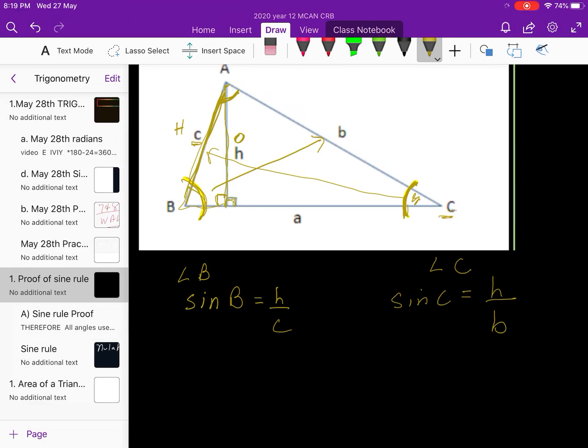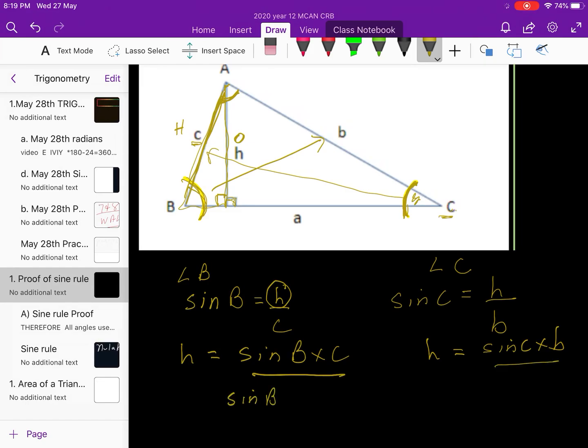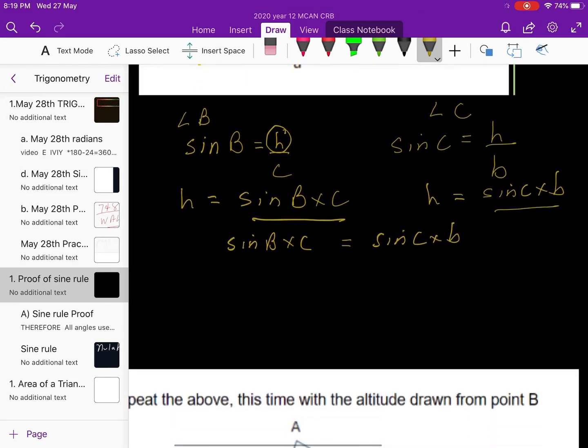Now, what we're going to do is rearrange these for H, the altitude. So we're going to get H is equal to sine of B times C, and H over here is going to be sine of C times B. So we've got H being equal to this and also being equal to this, so that we can actually make a statement: sine B times C is equal to sine big C times little b.